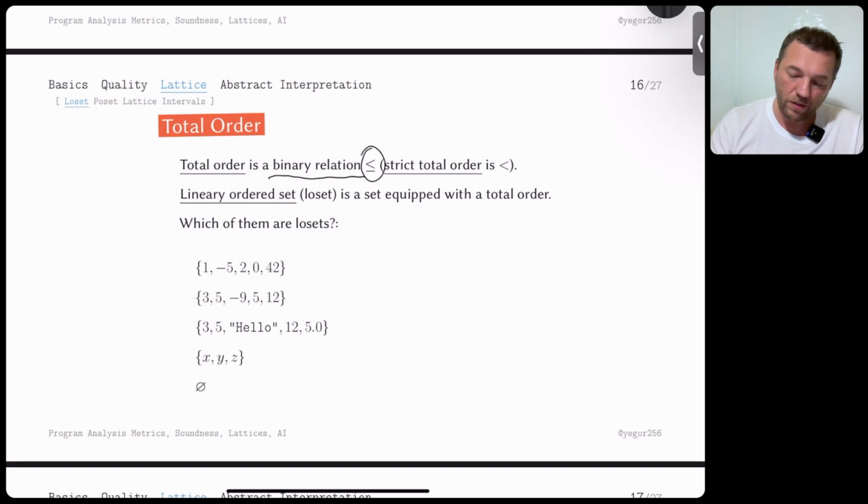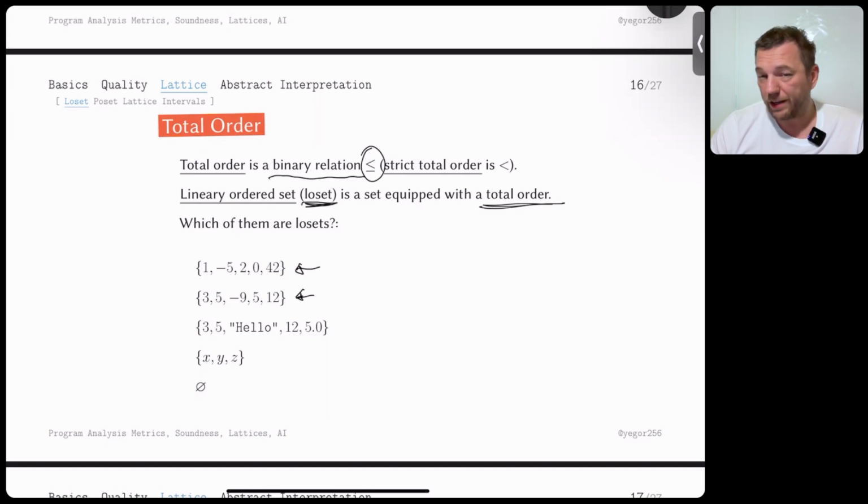Look at these five sets, and tell me which of them are so-called laws sets, linearly ordered sets. A linearly ordered set is basically a set with a total order. It's a set where every two elements are comparable, and we know the result of this comparison. So the first one, what do you think about this? Is it a laws set or no? I believe it is, because all of them are numbers, we can compare every one of them. Everything is fine. So this is a laws set. What do you think about this one?